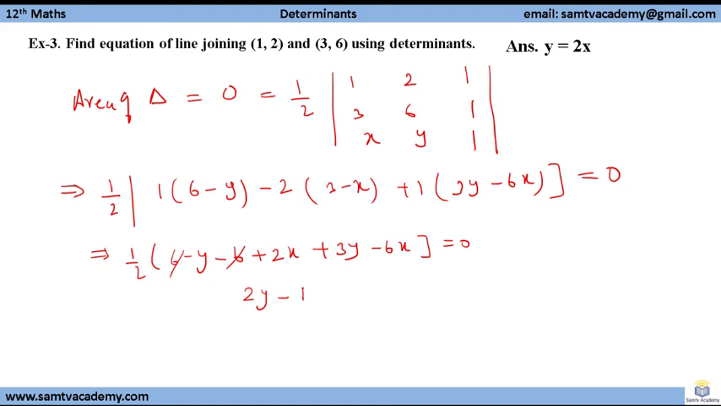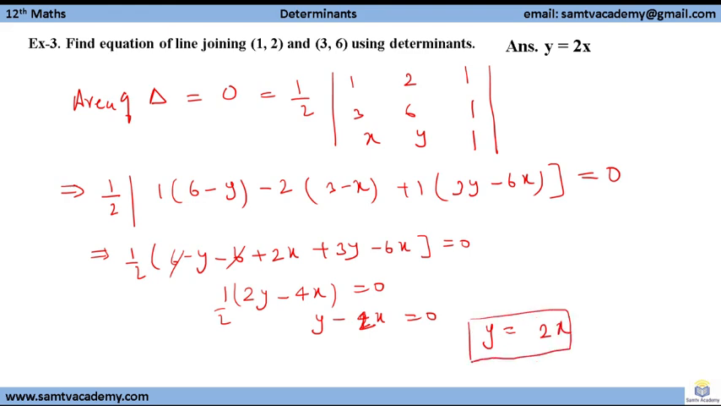2y minus 4x, times 1/2, equals 0. 2 will get cancelled out. You are left with y minus 2x equal to 0. So the equation of the line is y equals 2x. So we have found it with this.